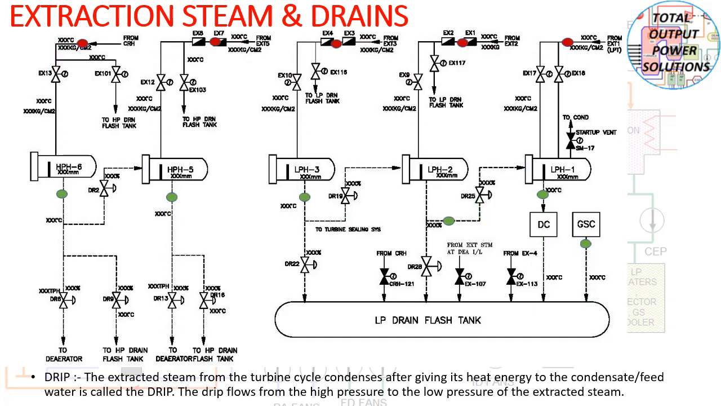The drip is the extracted steam from the turbine cycle that condenses after giving its energy to the condensate or the feed water. The drip flows from high pressure to low pressure of the extracted steam.